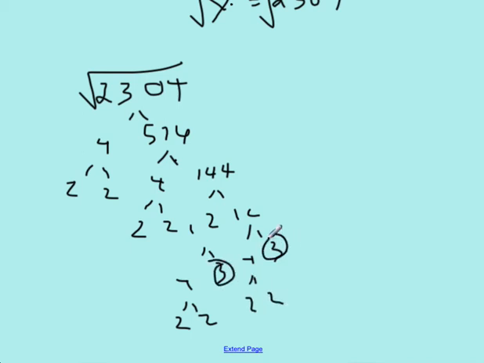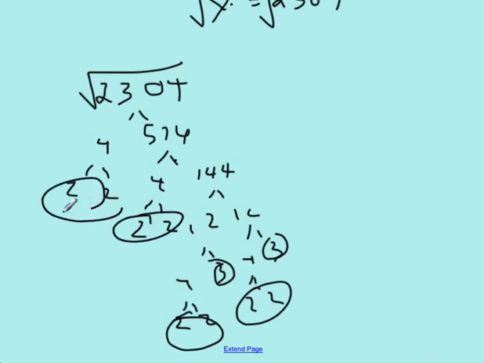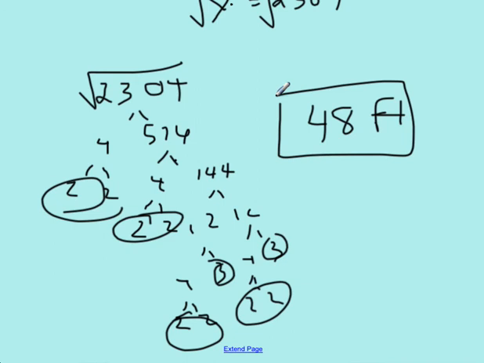So I have one pair of 3s and four pairs of 2s. So I have 2 times 2 times 2 times 2 times 3, which is going to give me 48. And everything ends up in a pair. And my original label is feet. So it's 48 feet up the tree.